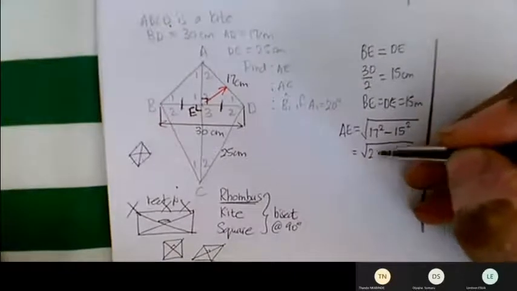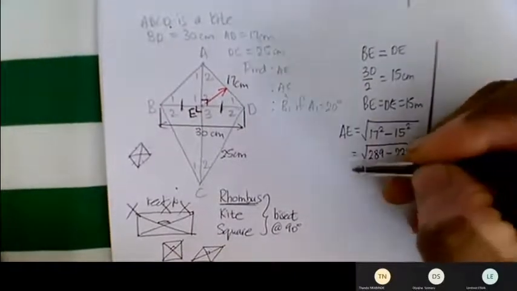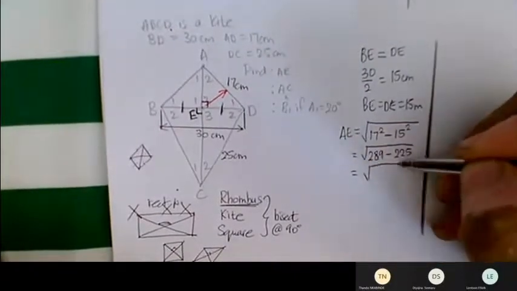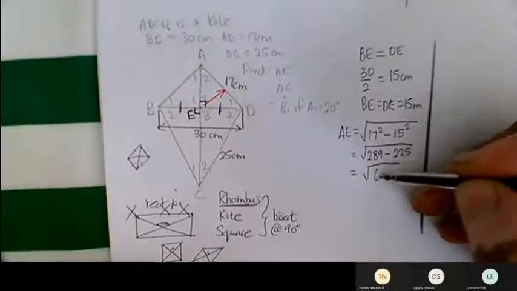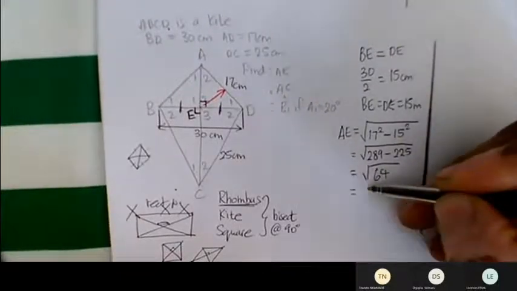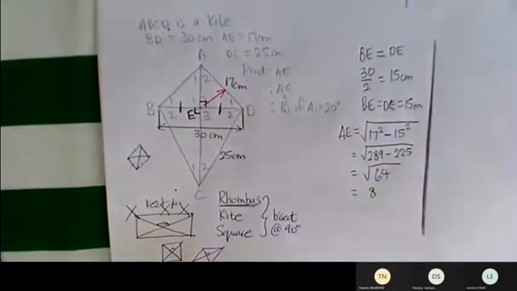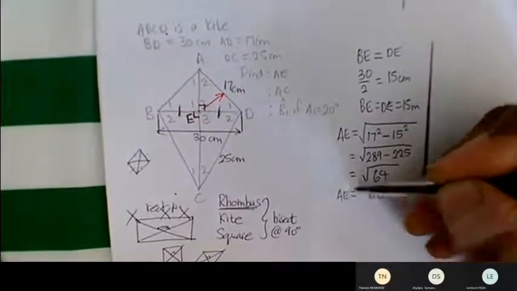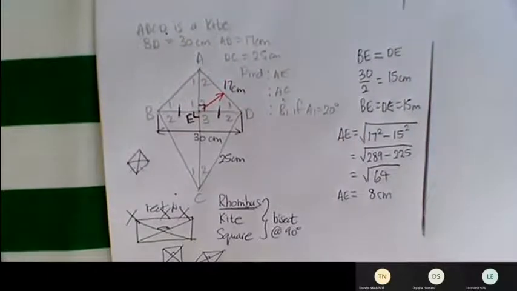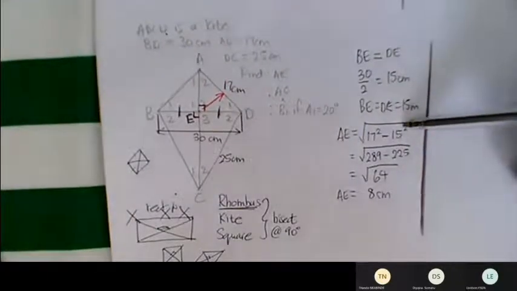289. I said 284. Stupid me. I knew these numbers off by heart at one stage. So 289 minus 225 is 64. Square root of 64 is 8. Now, class, if you do it like this, 8 centimeters. If you do it like this, you will never make a mistake in doing the Pythagoras.